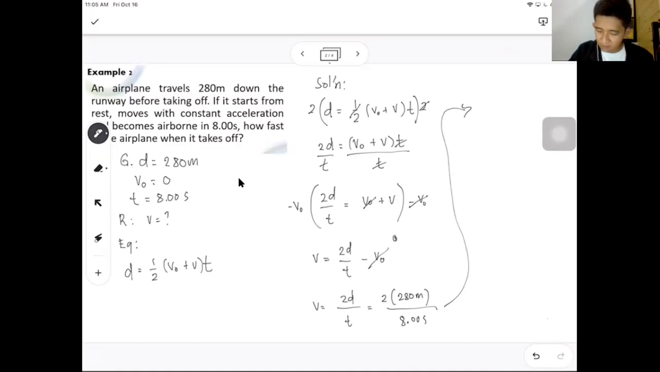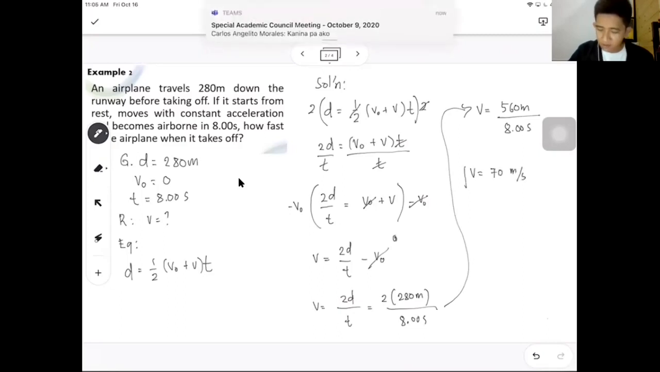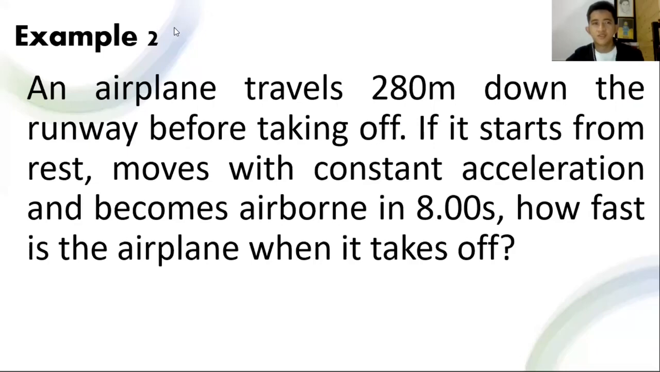So we have now v is equal to 560 meters divided by 8 seconds. So our final velocity is equal to 70 meters per second. So that's our examples for the uniformly accelerated motion. Let's move on now to our next discussion.